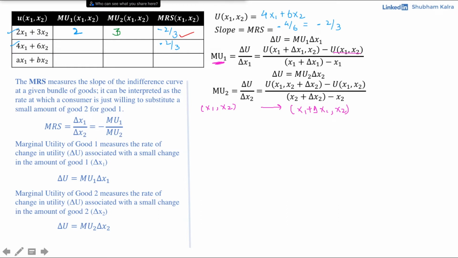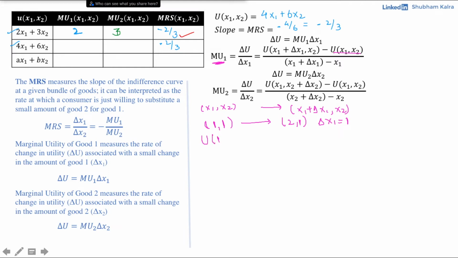Suppose initially the consumer is consuming 1 unit of good 1 and 1 unit of good 2, and then he changes his consumption to 2 units of good 1 and 1 unit of good 2. Thereby he is increasing the consumption of good 1 by 1 unit. That is, the change in consumption of good 1, or delta x1, is equal to 1. Let's quickly calculate the utility values.